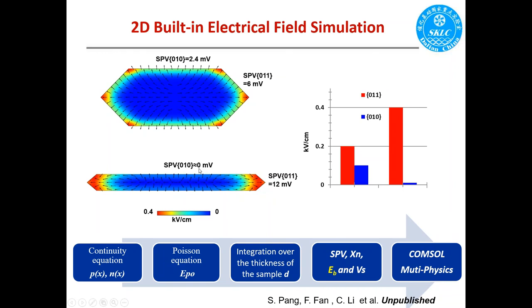And on the corner, the addition of the vectors of the built-in electrical field will give very strong signals. So this simulation very beautifully explains why on some thinner particles the surface photovoltage is quite different. That further explains why on this structure the photogenerated holes are strongly accumulated on the side facet. This understanding is very important for the design of semiconductor crystals.